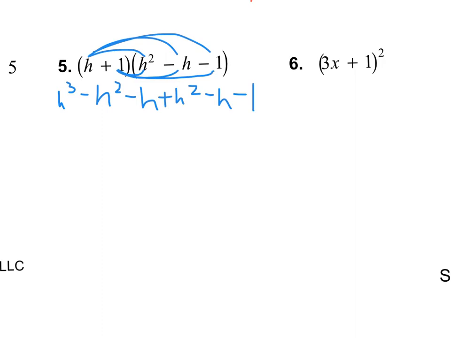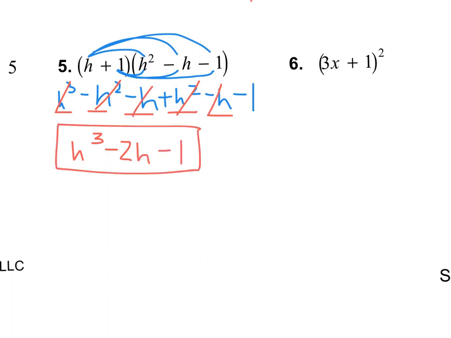Now I need to go back through and combine like terms, and this is kind of the harder part. You just got to be careful. So I only have this as my h to the third term, so I'm going to bring that down front. I'm done with that. I have a negative h squared and a positive h squared. Those two are going to cancel. I have a negative h and a negative h, so that's going to make negative 2h. Done and done. And then I have a negative 1. There's my final answer. So you just got to be careful on those. They're a little bit longer problems, so you just got to be careful and make sure that you are working carefully.